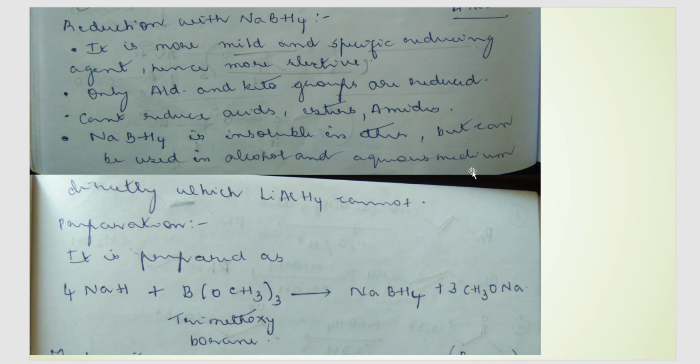So how is sodium borohydride prepared? Preparation of sodium borohydride: you take sodium hydride and make it react with trimethoxyborane. You get your sodium borohydride compound.